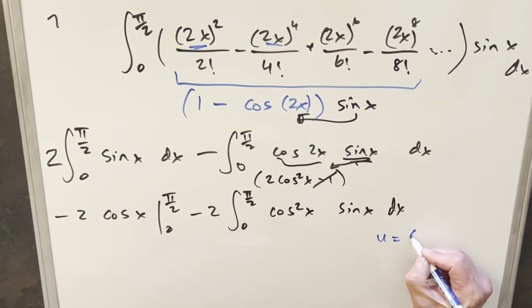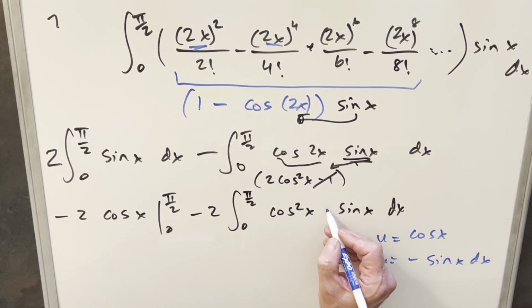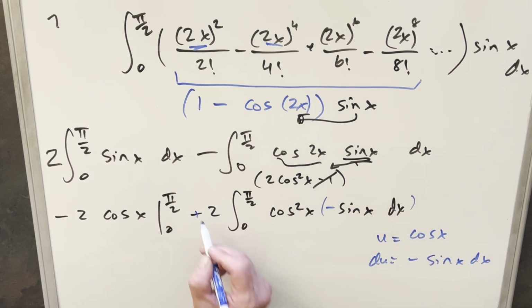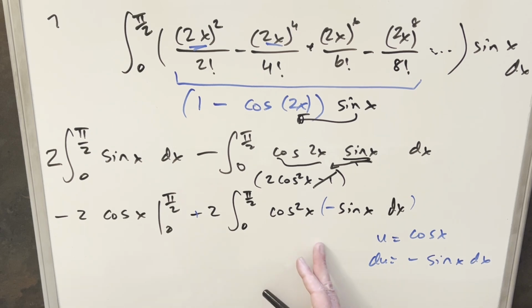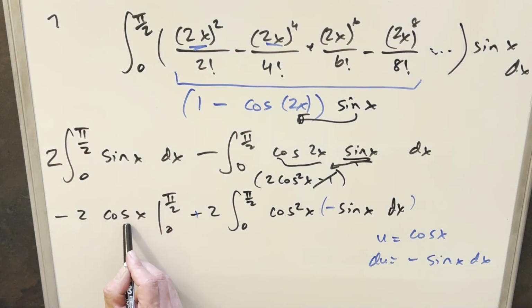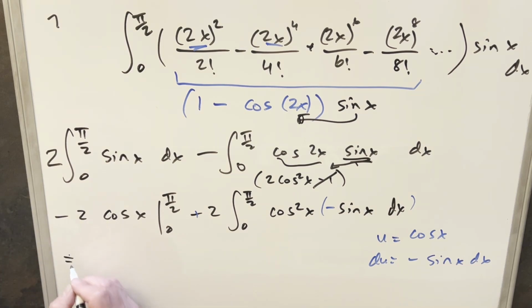I'll make u equal to cosine x, so then du is going to be minus sine x dx. Create a minus here, bring a minus up front, and this becomes a plus. Before I do that, let's evaluate over here. Plugging in pi over 2, the first term, cosine of pi over 2 is 0. Second term, minus times minus is plus, so we're going to have plus 2. Cosine 0 is just a 1. Okay, good. Then here we're going to have plus 2.